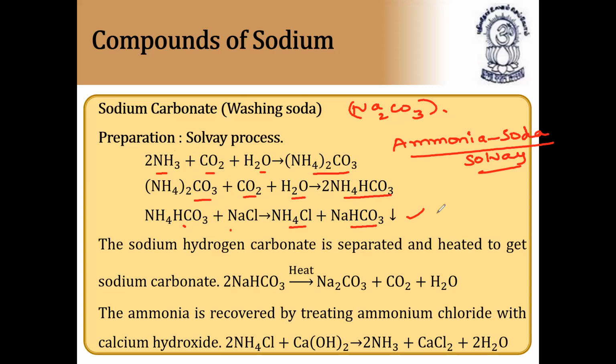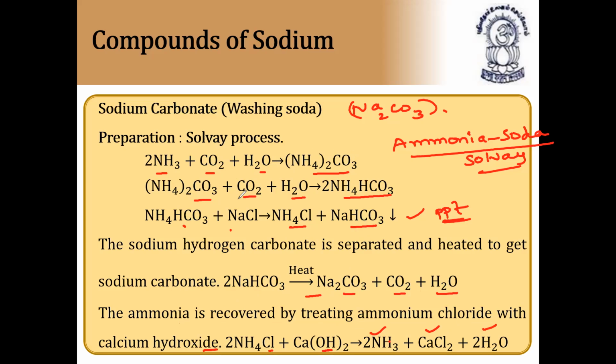bicarbonate precipitate. This downward arrow represents a precipitate. The sodium hydrogen carbonate, that is sodium bicarbonate, formed in the above reaction is heated strongly in air and forms sodium carbonate, carbon dioxide, and water. The ammonia is recovered by treating ammonium chloride with calcium hydroxide. Ammonium chloride when treated with calcium hydroxide forms again ammonia, calcium chloride and water. This ammonia is again used.